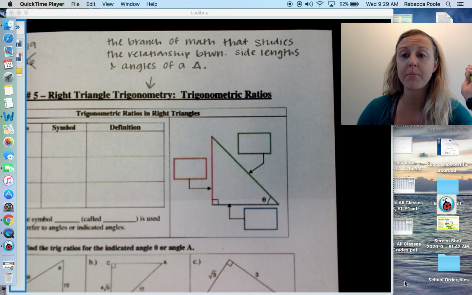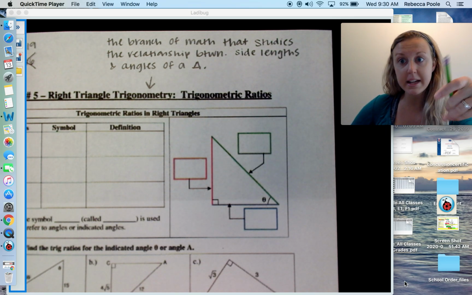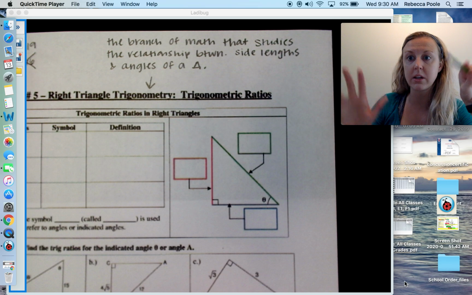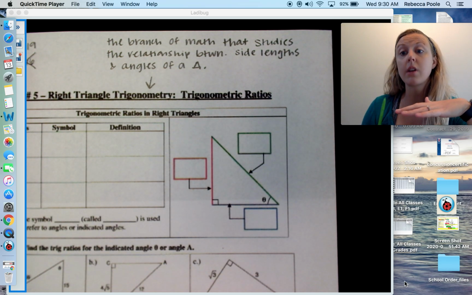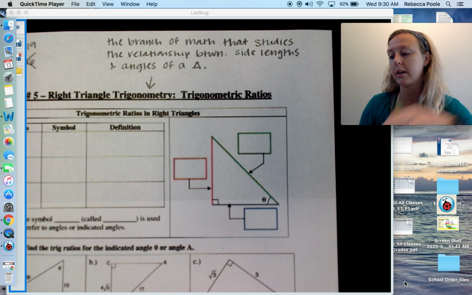Trig has a bad rep. A lot of your parents are probably like, oh, I hated trig in high school. But that's because they didn't have all the cutesy, corny methods back then that we have now. So I love trig. I feel like you guys will be fine with trig. If you're not, you know how to reach me though.